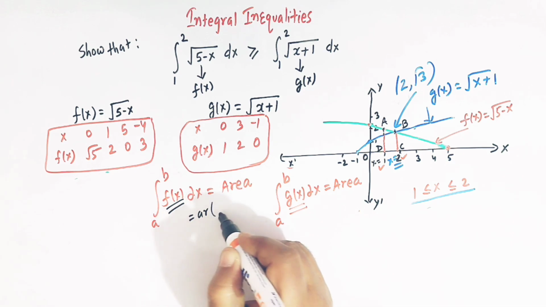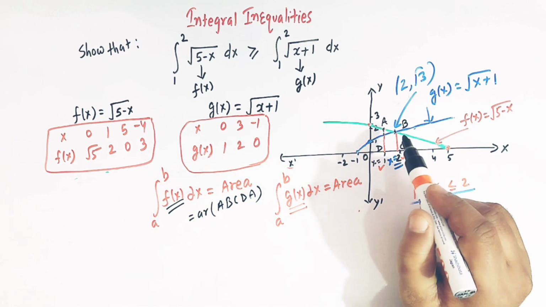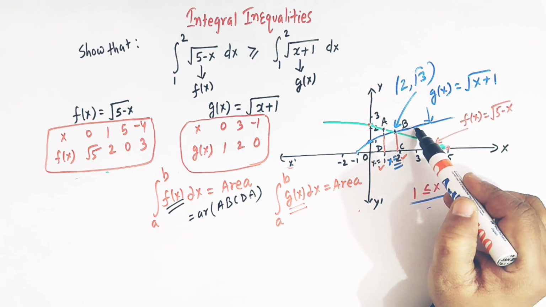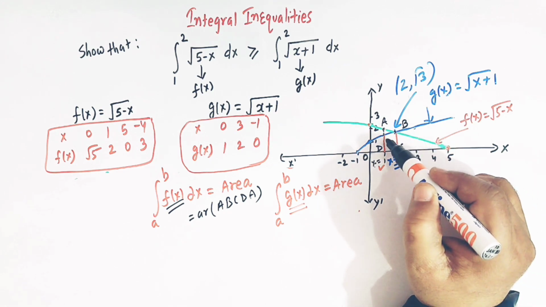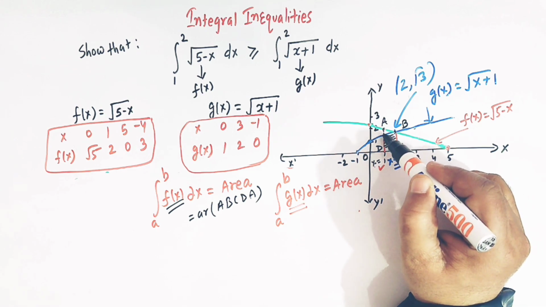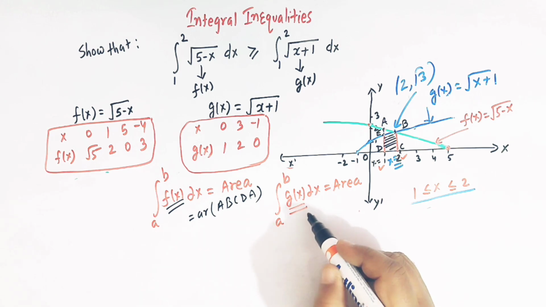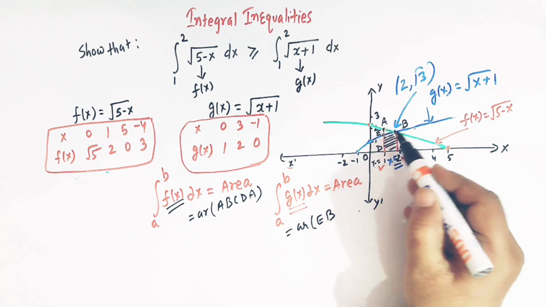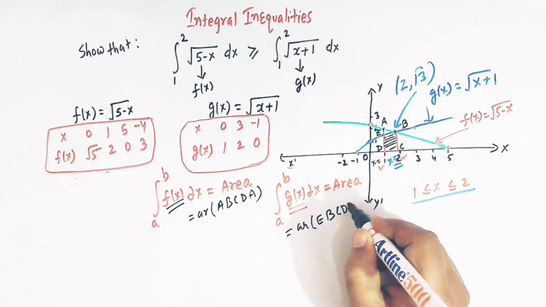So we have the area A, B, C, D, A, and the area bounded by this curve, that is g of x, the blue curve, from x is equal to 1 to x is equal to 2 is this area, right? So here we can take this point as the point say E, right? So the area is E, B, C, D, E.